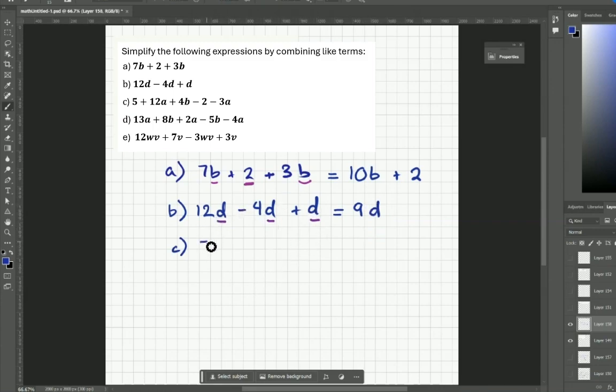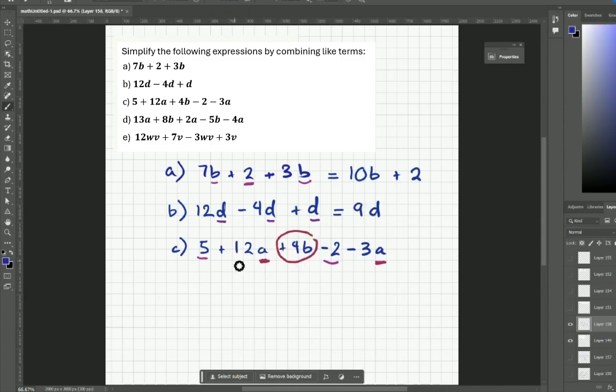Okay, in C we have 5 plus 12a plus 4b minus 2 minus 3a. Let's find some like terms. We have a constant here. We also have a constant here. We have an a here and an a here. So we definitely have like terms in the constants and like terms in the a's, but we have nothing for the b. So this one is going to stay exactly the same in our simplified answer.